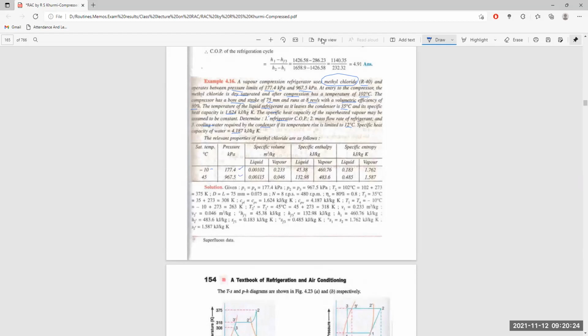The specific volume, meaning cubic meter per unit mass, of the liquid refrigerant is given as 0.00102 and 0.001115 when it is in liquid state at the lower temperature.